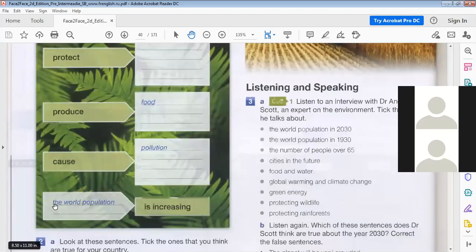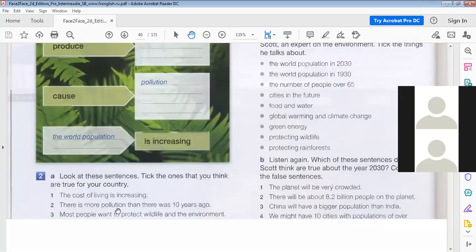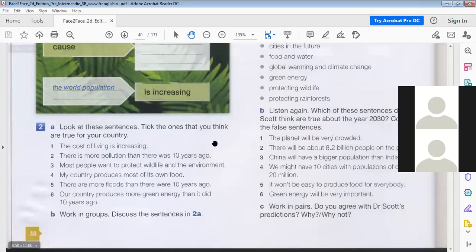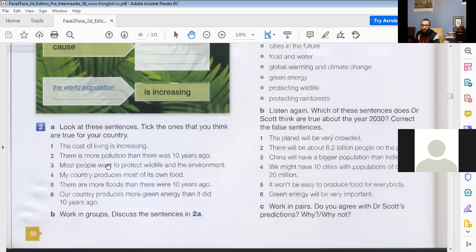And finally, we used the world population is increasing, and so is the cost of living. And we talked about some of these issues. We discussed some of these problems in our own country. I think most of us agreed that the cost of living is actually increasing. There is more pollution. This is one of the problems we're facing. Maybe we don't have as many floods as in the past, because I don't think there's much difference. But I think our country also suffers from a big problem of not being able to produce its own food. So we talked about that.